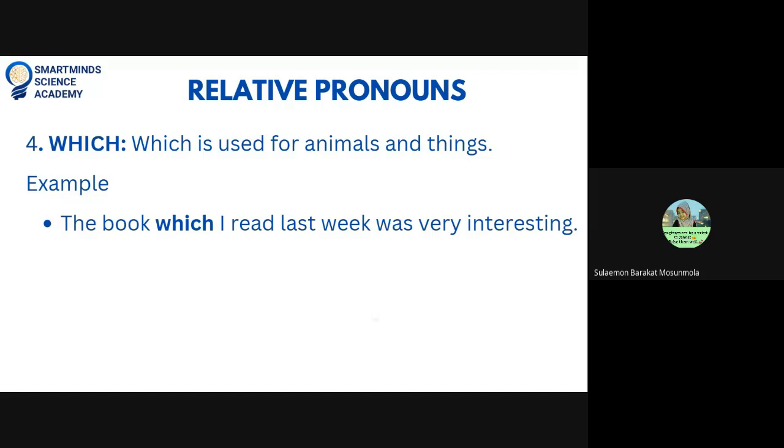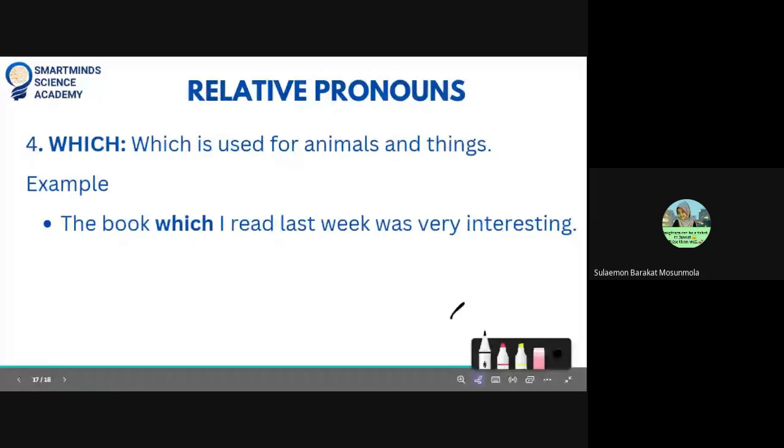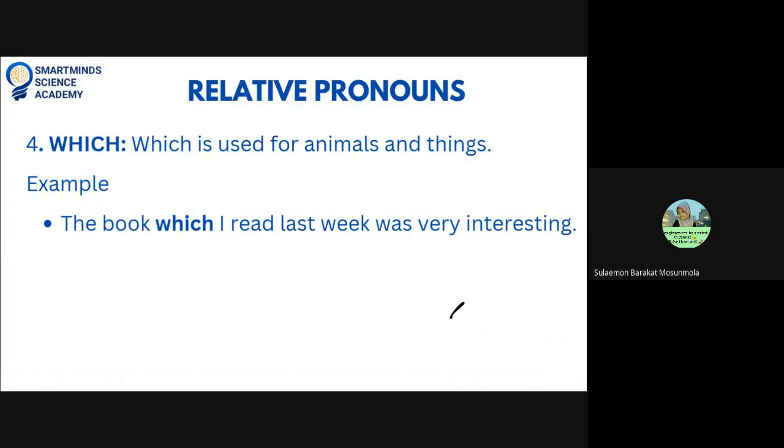Now let's look at which and that. What is the difference between which and that? You use which and that for animals or things. Which and that are both used for what? Animals or things. Let me take it this way. Okay, let's bring it here.